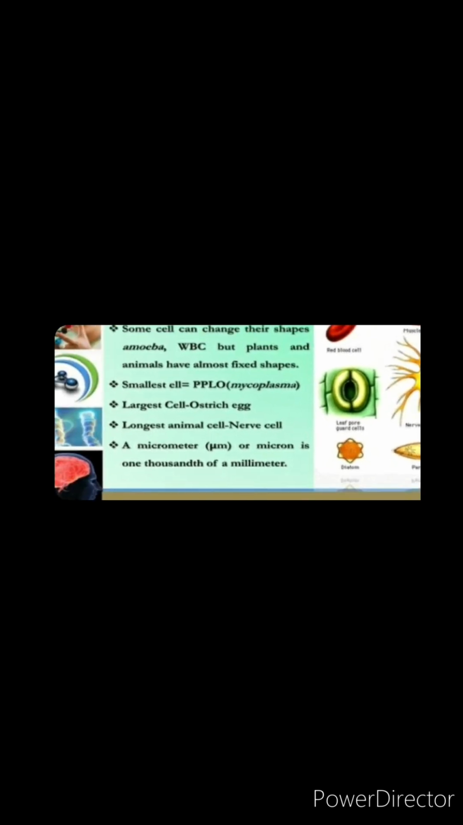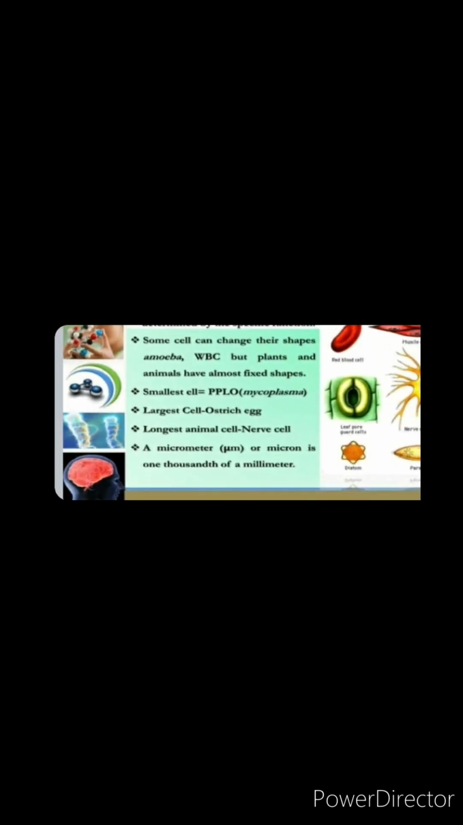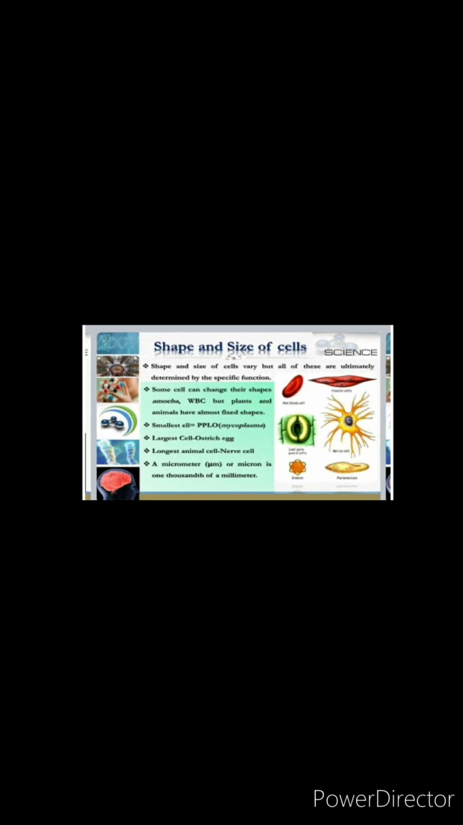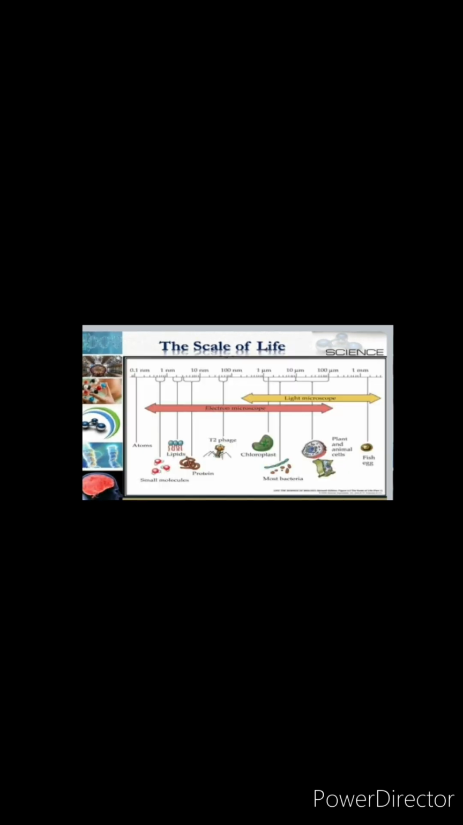So in this way, the cell size and cell structure is different in different organisms, that makes every organism diverse in its morph. Morph means structure and form. The scale of life. So how our life forms, you can see in this diagram.